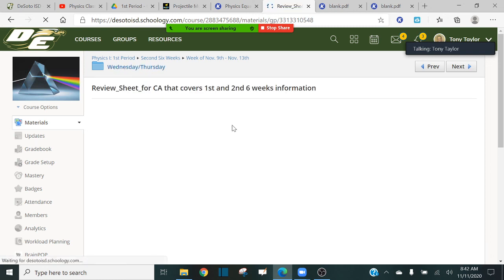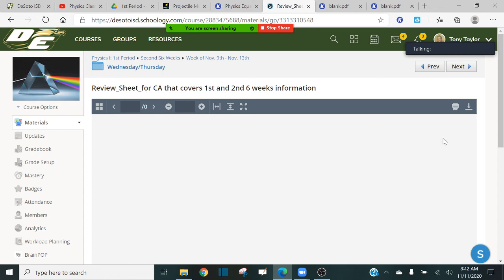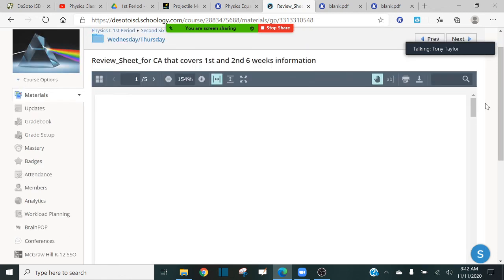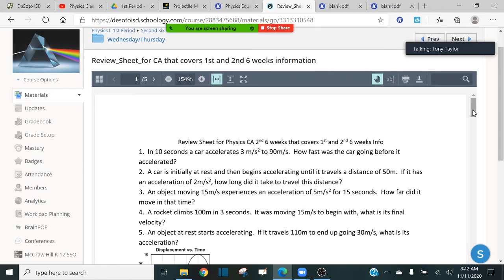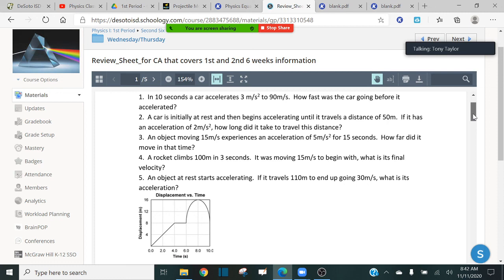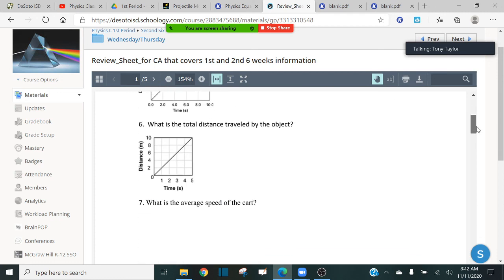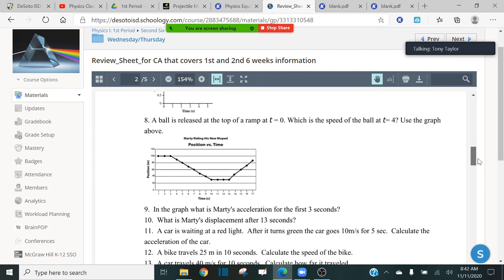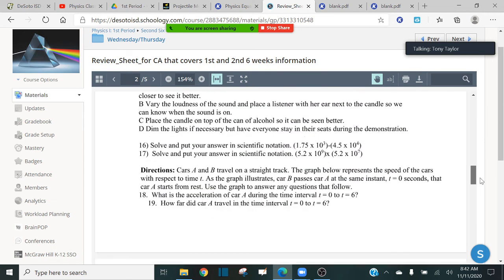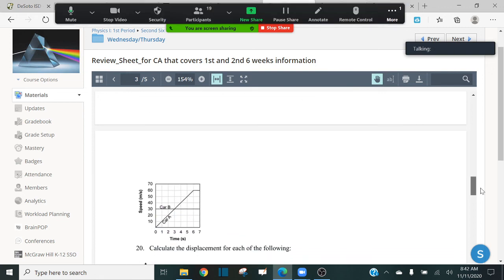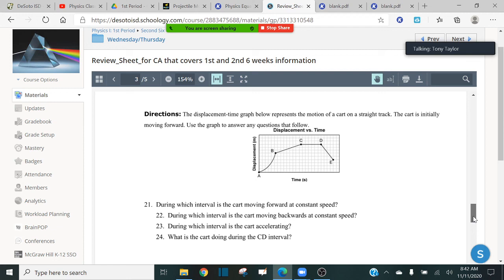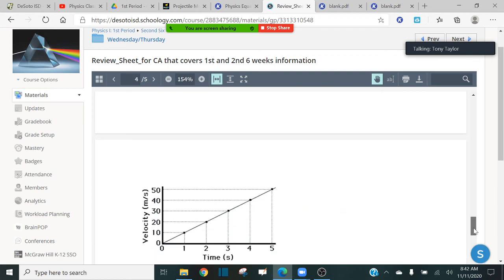So this review sheet goes over all the information. Guys, remember, class time is not required on Monday. However, I'm going to have the Zoom open and available in case you guys want to log into the Zoom session and ask me any questions before you take the test, in case you have any questions over anything that comes from the review sheet.